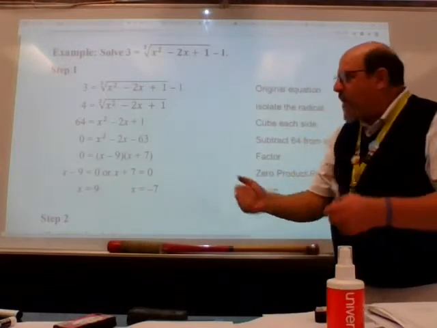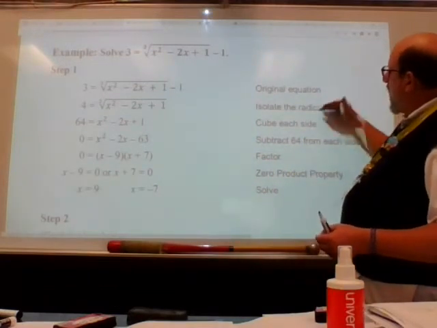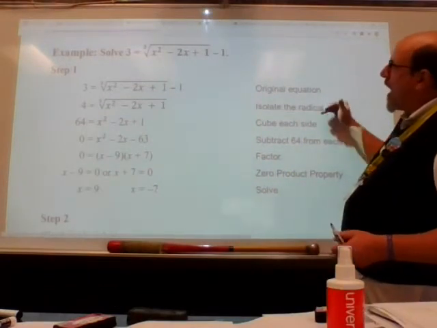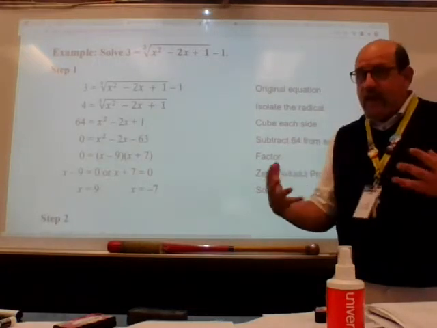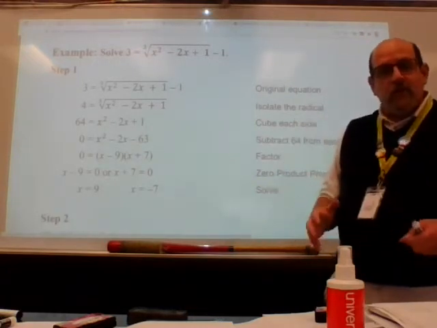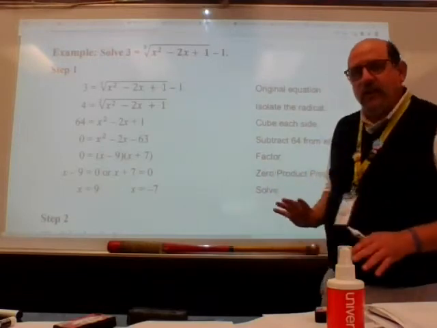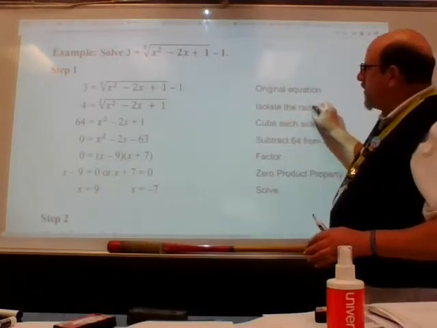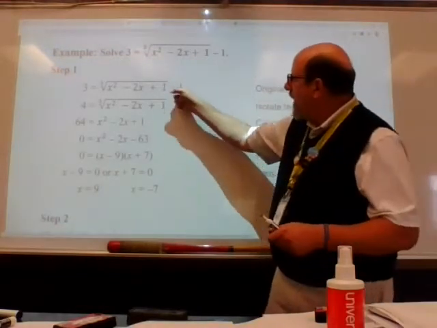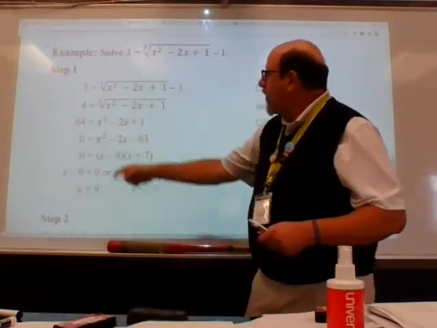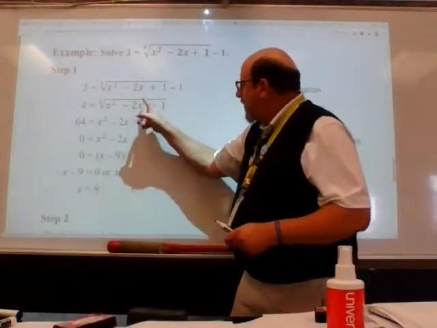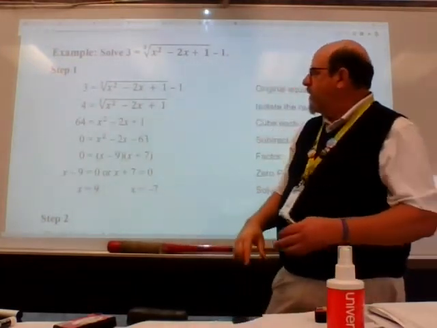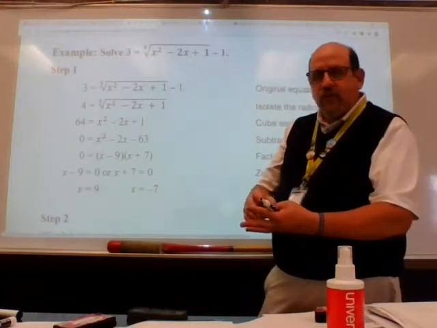We have some steps. Your first job is to isolate the radical if you can. If you can't, there are other things that we can do besides. I'm going to show you that later on. But the first thing they do here is isolate the radical. What do they do? They add 1 to both sides, so we have 4 equals the cube root of x squared minus 2x plus 1. Right? Then they do some math.